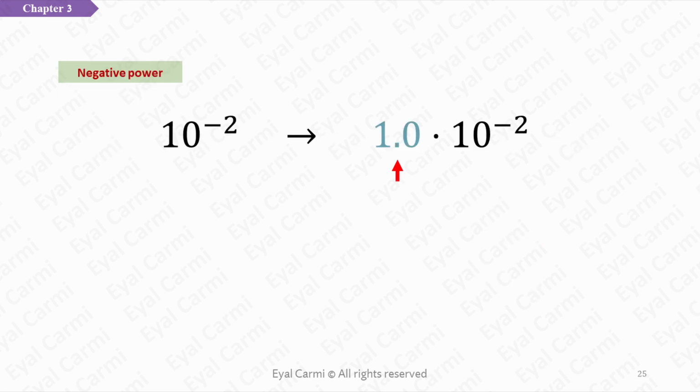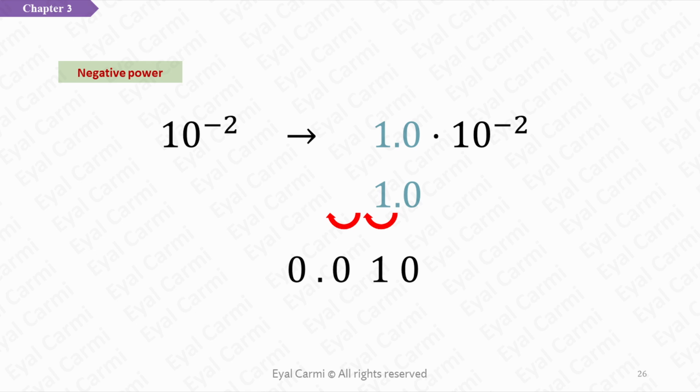The same process is done with negative power, except that the decimal point is moved to the left instead of to the right. Let's see an example. Let's say we want to convert 10 to the power of minus 2 to decimal notation. The first and second keys we already know. 10 to the power of minus 2 is equivalent to 1.0 times 10 to the power of minus 2.